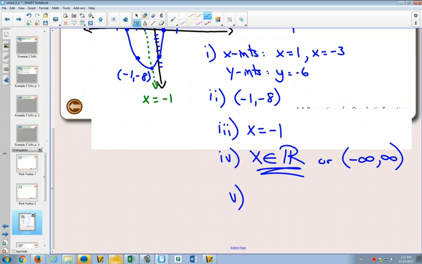And finally, the range, in set notation, we would look, do we have a smallest value or do we have a biggest value? Since this parabola is opening up, we have a smallest y value. The smallest y value is at -8. So your range is all y values such that y is greater than or equal to -8.